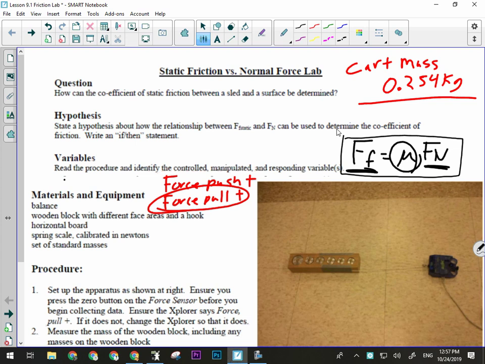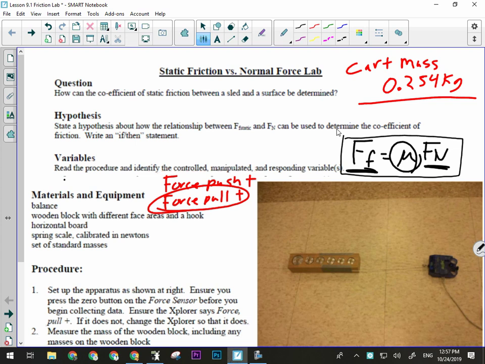So for our design, the variables involved in this lab are the coefficient of friction, the force of friction, normal force, acceleration due to gravity. Those are really the variables that are involved here.